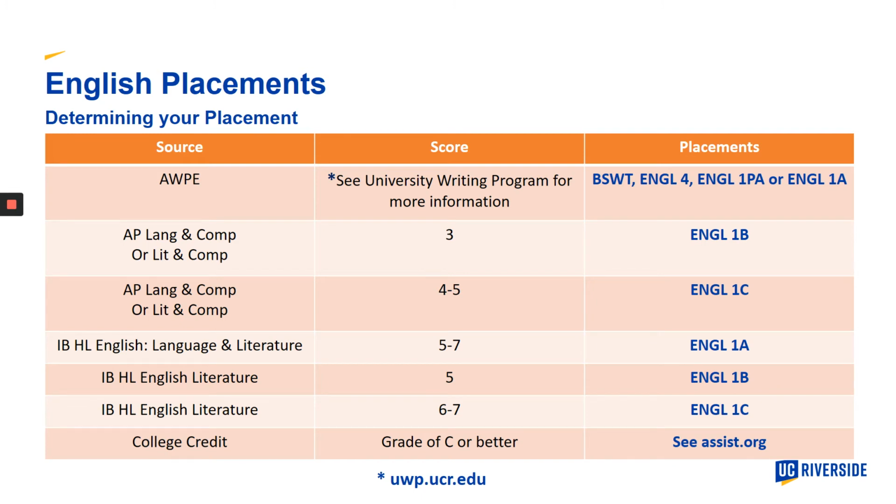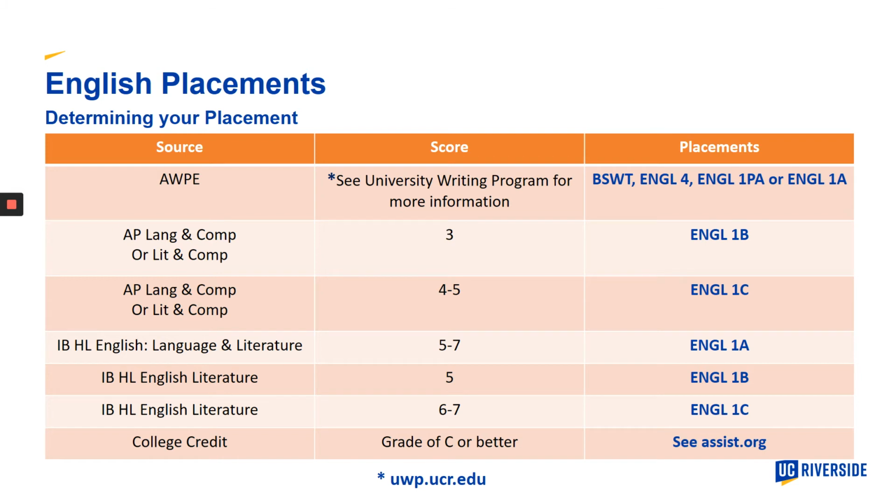Students who take AP Language and Composition or AP Literature and Composition exams and earn a score of 3 will receive credit for English 1A, so they may enroll in English 1B. With a score of 4 or 5 on either of these AP exams, credit is earned for English 1A and 1B, and students may enroll in English 1C. If a student took and passed both of these AP exams, they will receive English credit for one of the exams. The other exam will be awarded elective credit.